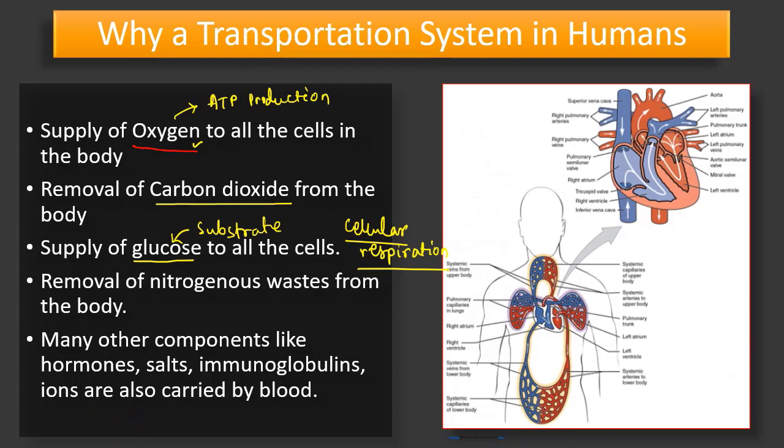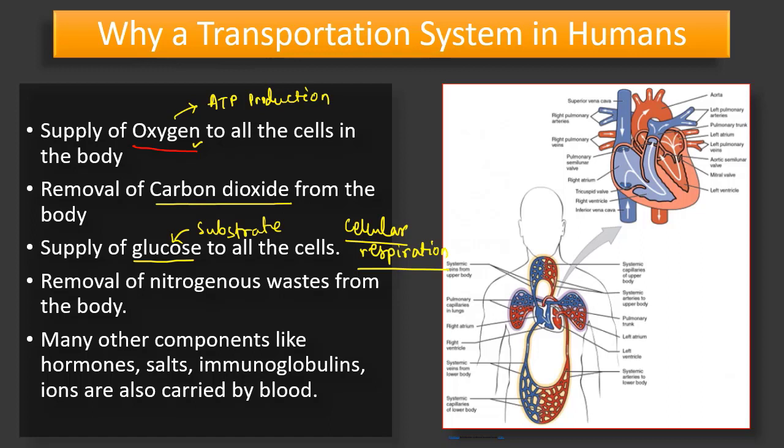So again, for the process to go on, we need glucose in every single cell, and now this glucose is going to be absorbed or taken up from the small intestine after complete digestion, and it is going to be provided to each and every cell, and that is when again we need the transportation system, right?